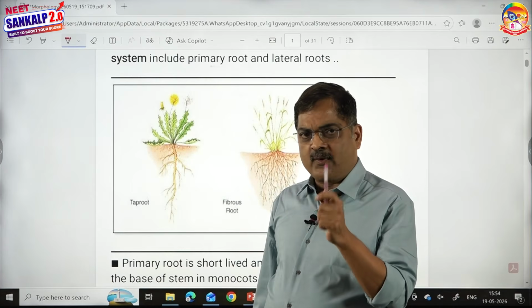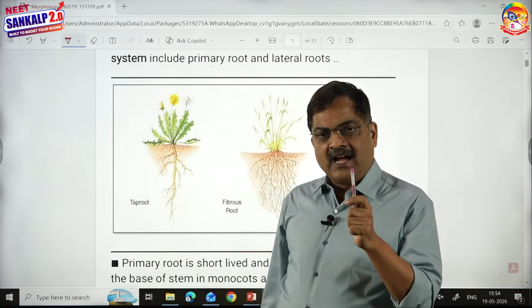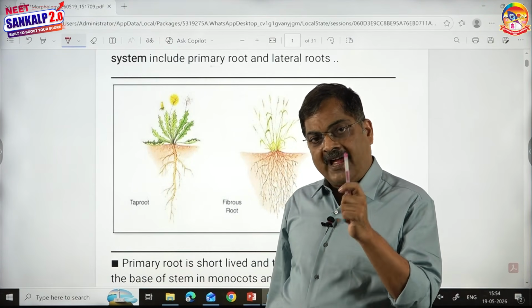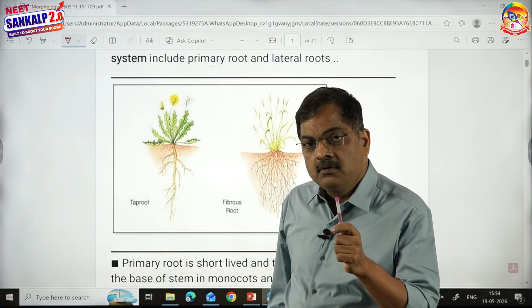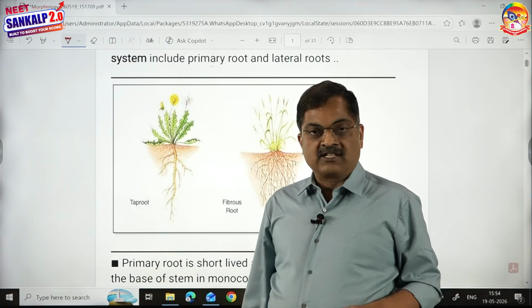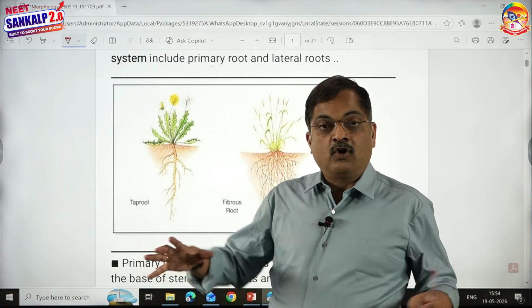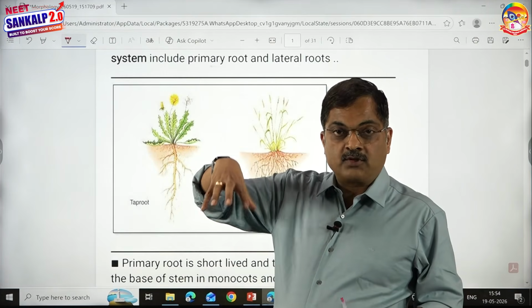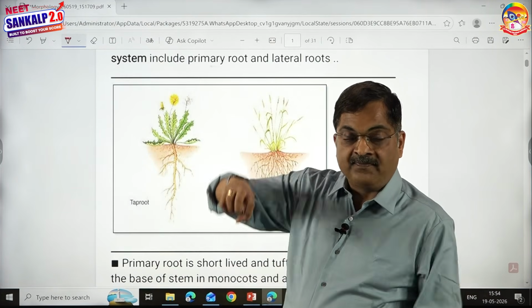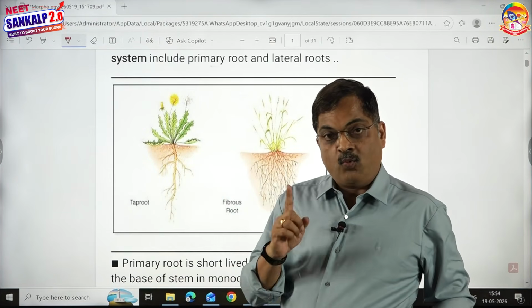Now I'm going to ask you a question. Can a plant have taproot and fibrous root? The answer is no, because both taproot and fibrous root arise from the base of the stem. You can't have both of them in one place.